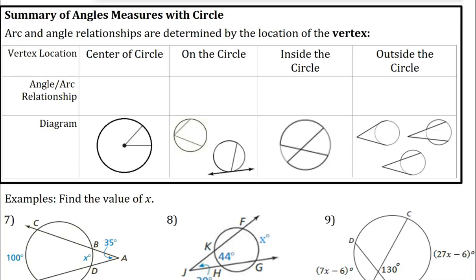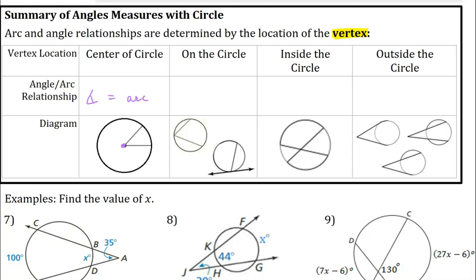And remember, everything is based on the location of the vertex. Is it on the circle? Is it inside the circle? Is it outside the circle? We're also going to bring back the center of the circle just for a little reminder here. So in the case of a central angle, the measure of the angle is equal to the measure of the arc. So the angle equals the arc, okay?